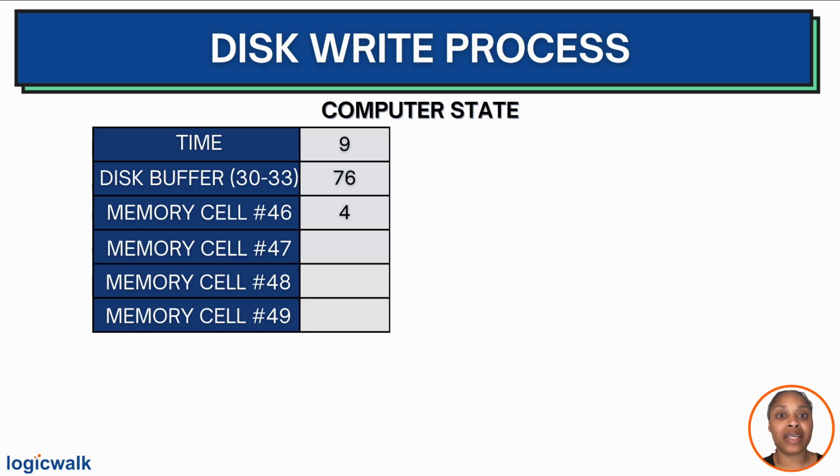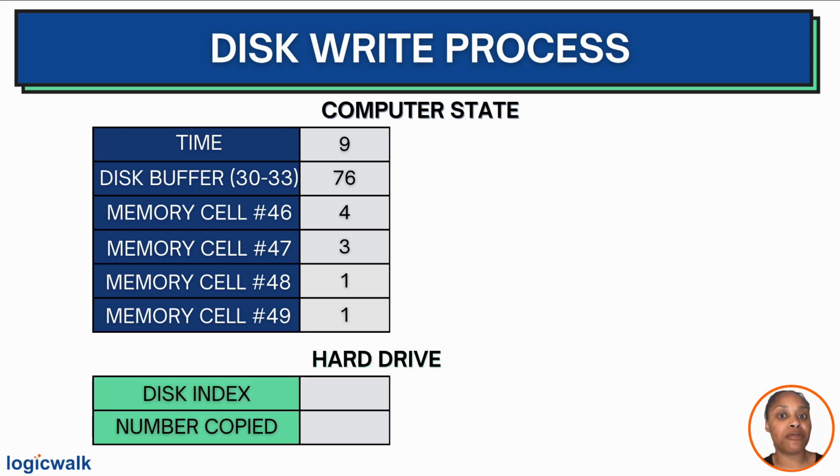Memory cell 47 contains a 3, the starting disk index. Memory cell 48 has a 1, showing that the disk is in write mode. And memory cell 49 is turned on. The hard drive will then write the value 76 into disk index 3, then update the number copied to 1. This process will continue until the number copied equals the data size.